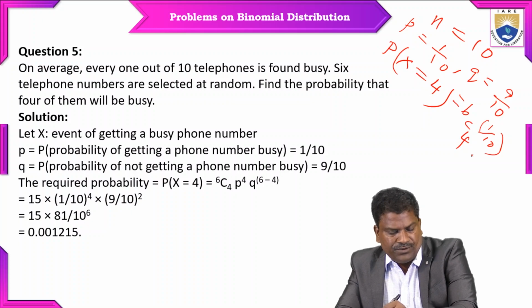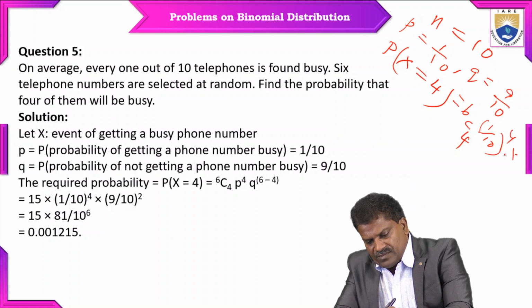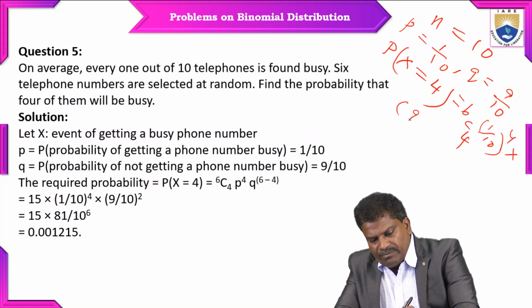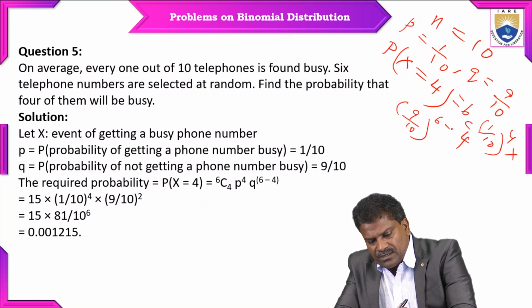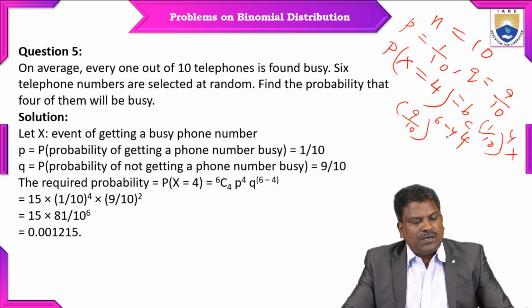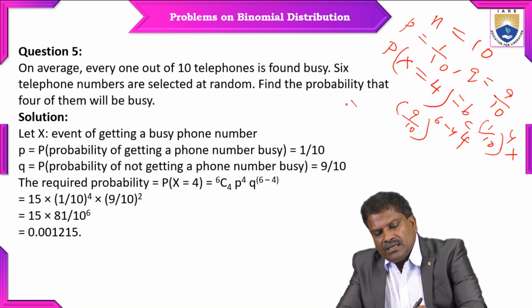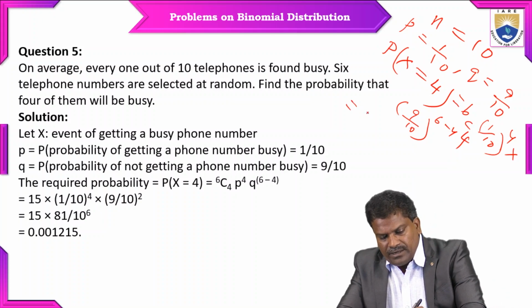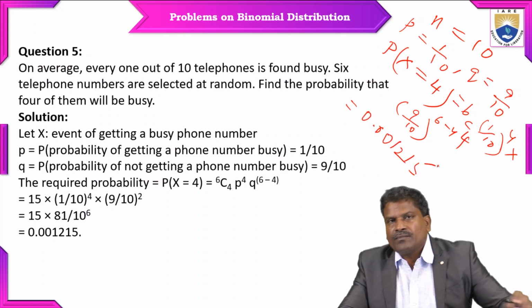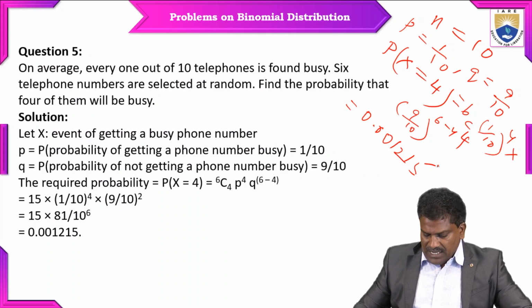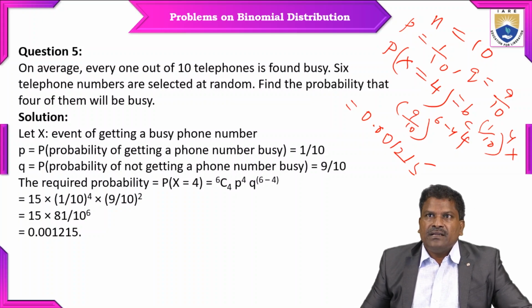4 into q to the power 9 by 10 to the power n minus r, which means 6 minus 4. So after simplification, it comes as 0.001215. So like that we can find the probability for the required quantity.